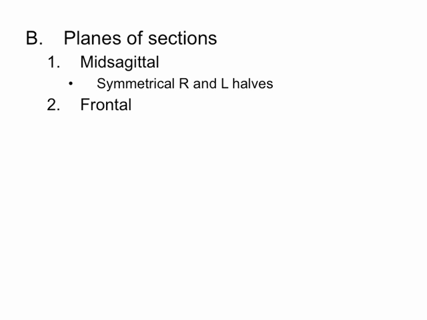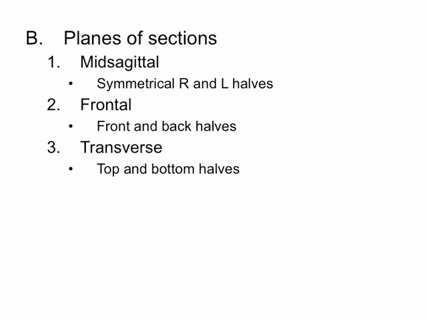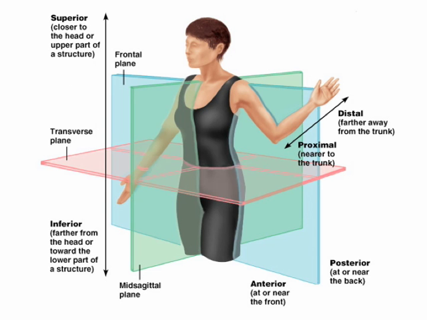A frontal section, as the name implies, will cut you into front and back halves. A transverse section, sometimes also called a cross section, will cut you into top and bottom halves. In this picture, you can see in green the mid-sagittal section or plane. The frontal plane is in blue, and the transverse plane is in pink.